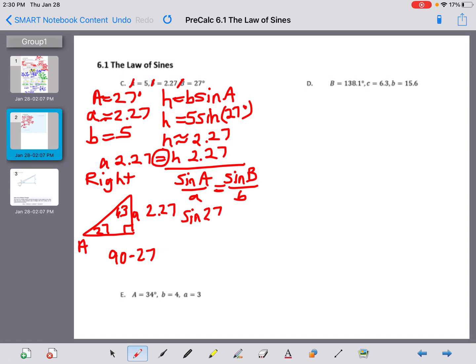My big A is 27, my little a is 2.27, my B is 5, and I'm solving for my angle B. If it's 90, it's 90, right? Because I'm not sure which one's which. So I cross multiply. I get 5 times sine of 27 equals 2.27 sine of B. I'm trying to solve for B, so divide by 2.27.